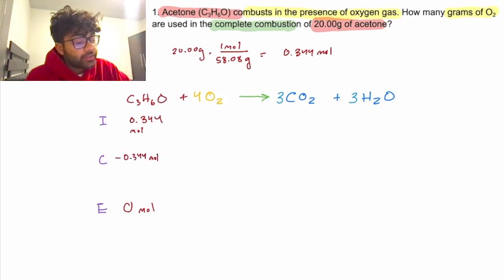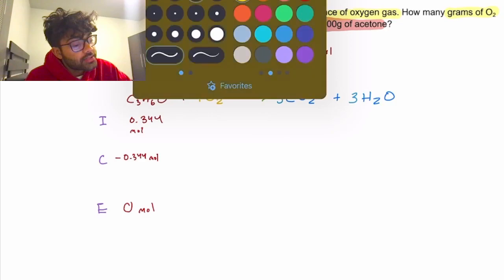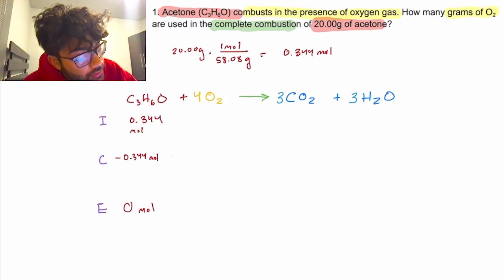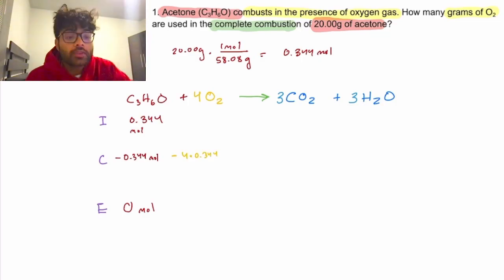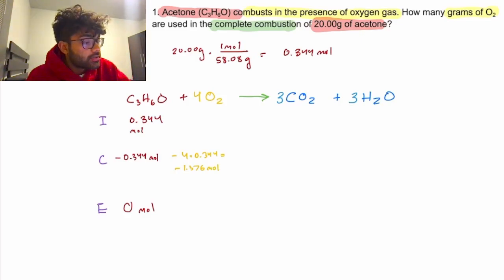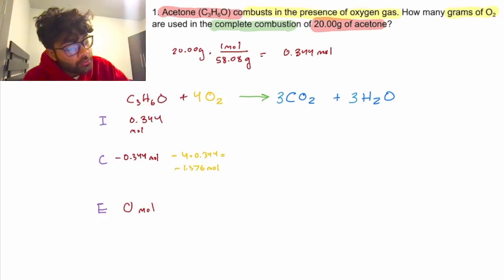So if we know that the acetone changes by a decrease of 0.344 moles, then we know the change in our oxygen, because oxygen is in a molar ratio of 4 to 1 when it comes to oxygen to acetone, we know that our oxygen decreases by 4 times as much. And if we do that calculation, we get that we have a reduction of 1.376 moles. So, therefore, we know that we use 1.376 moles of O2.